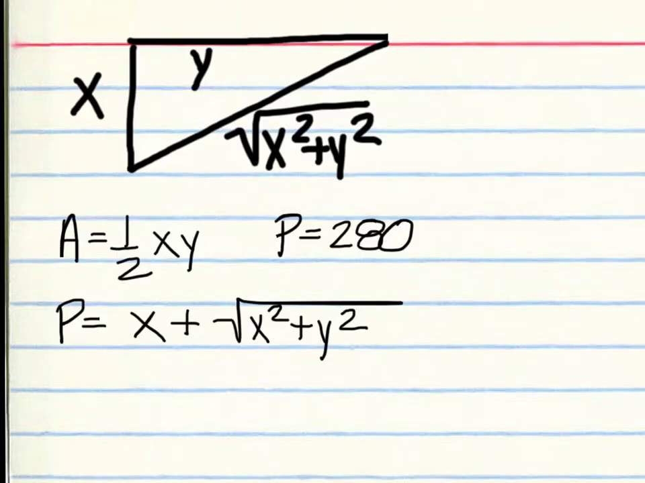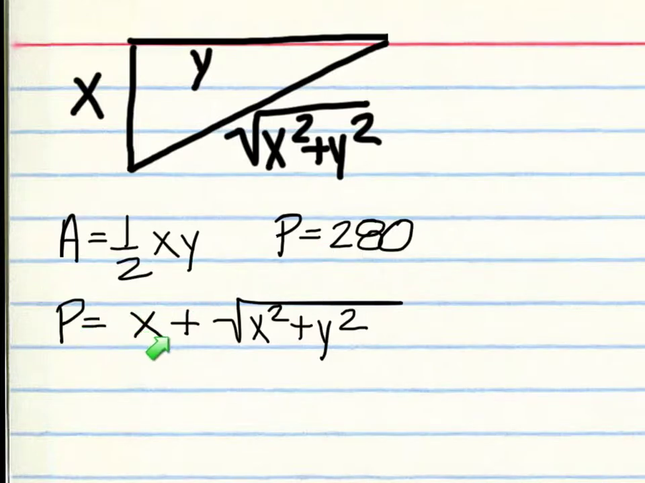Alright, for the homework answers, you should have set it up like this. I need my other pointer. There we go. Have an X, a Y, and then the hypotenuse is this. Area formula, and the perimeter is 280.